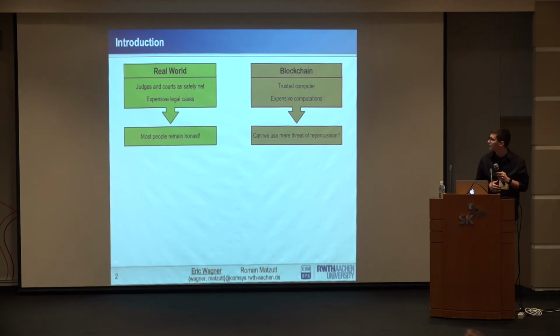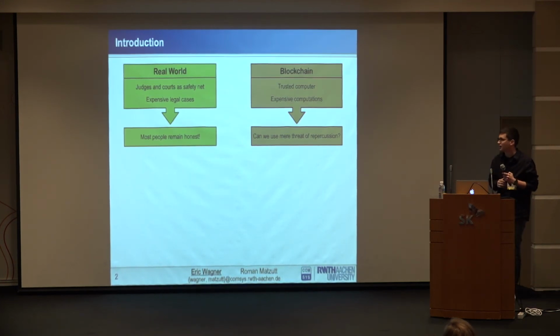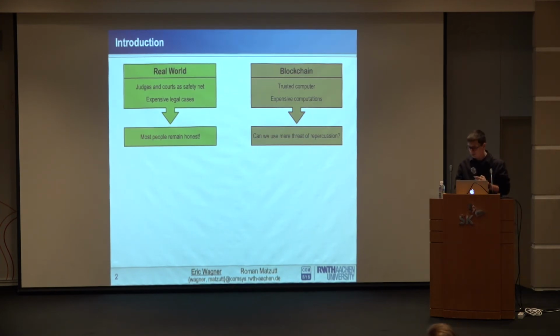So our motivation comes from the real world. So here we have judges and a really expensive legal system. So if we really have to go to court, this can be really expensive. But this also results in the case where most people are honest, because otherwise they would be punished and they have no incentive to be dishonest. And on the blockchain, we have, again, expensive computations, but then we can maybe use this punishment to keep users honest.